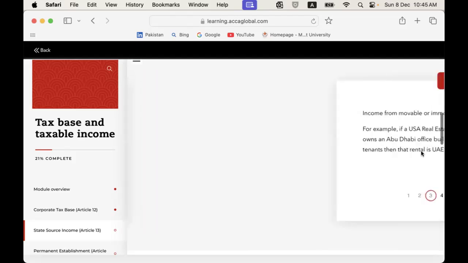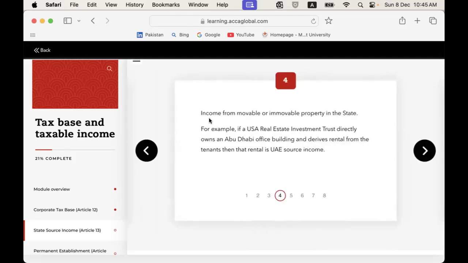Okay. Income from movable or immovable property in the state. So, for example, this will be a UAE source income, but that is pretty easy to understand. Why? Because the property is located in UAE, so that by default becomes a UAE source income, right? Any points or concerns or questions on this point?